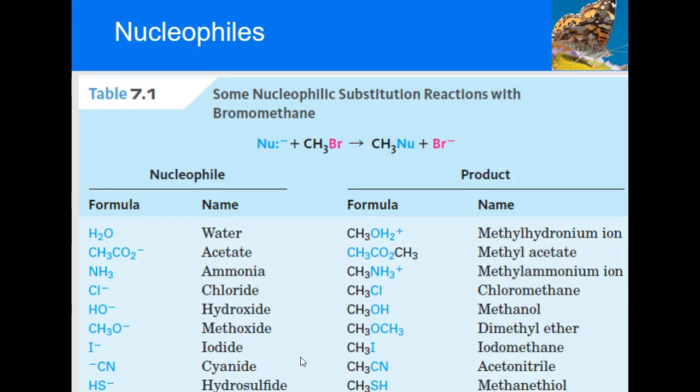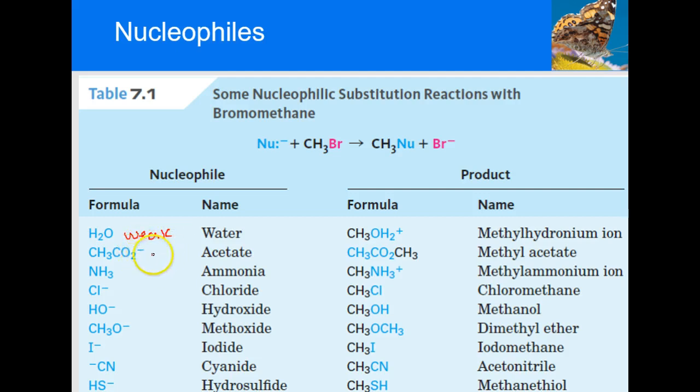This is a page just to show you some of the common nucleophiles that we use. Water is a good example. Now think about it: is water a weak nucleophile or a strong nucleophile, based on what we just talked about? Weak or strong? Remember, strong means it has what charge? A negative charge. Is there a negative charge here? No. Therefore, this is going to be a weak nucleophile.